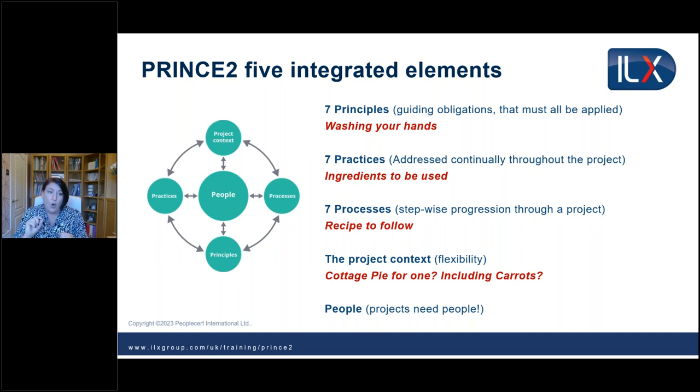But remember, all of the principles must be applied. There's no messing about with the principles. Now, right down at the bottom, we've then got people. You cannot possibly manage a project and produce products without people involved. You can see there on the diagram at the left-hand side that people is very much in the center of PRINCE2.